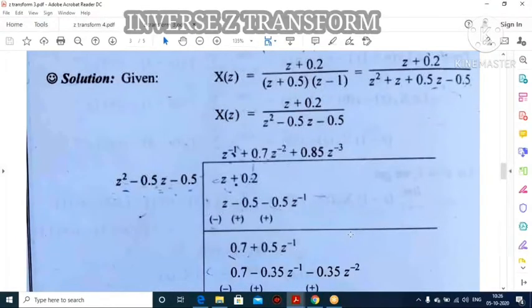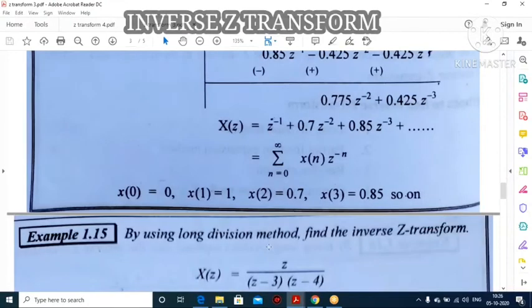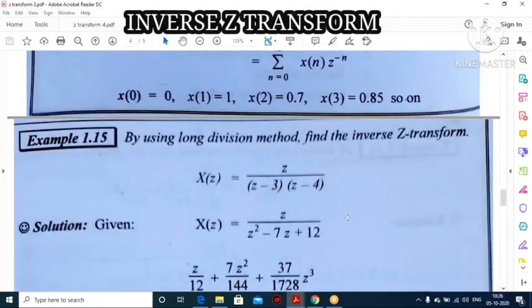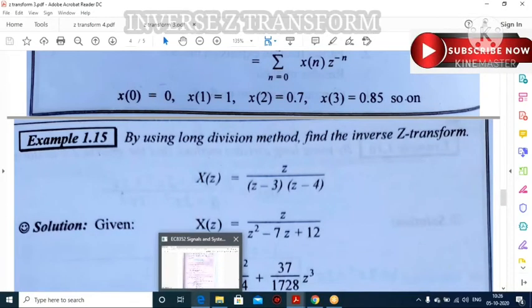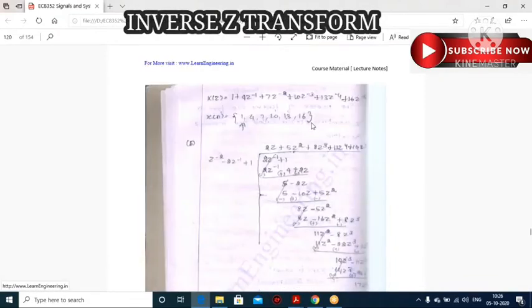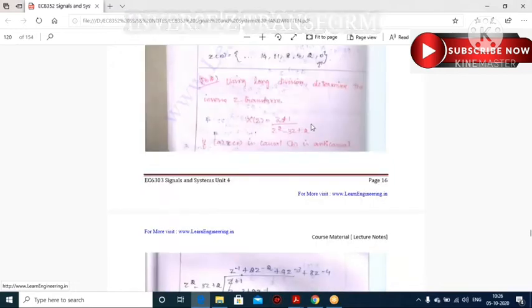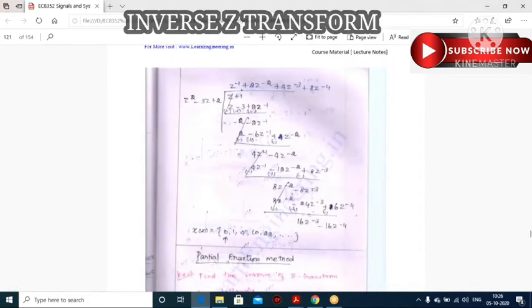So your Z power should be the negative power. But if x of n is causal, it means positive power of the Z. Am I clear? Okay, if x of n is causal, your answer should get negative power of the Z. If x of n is anti-causal, it means positive power of the Z. Right. So that is the difference between these two.